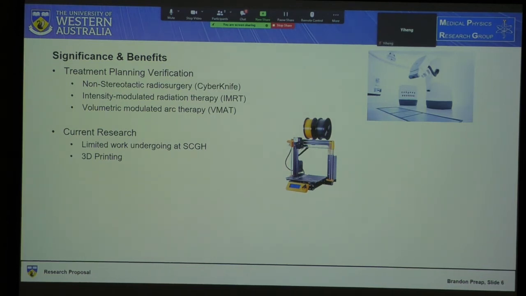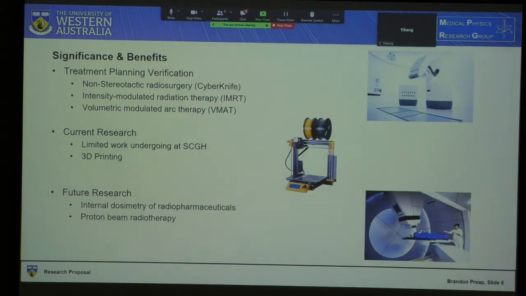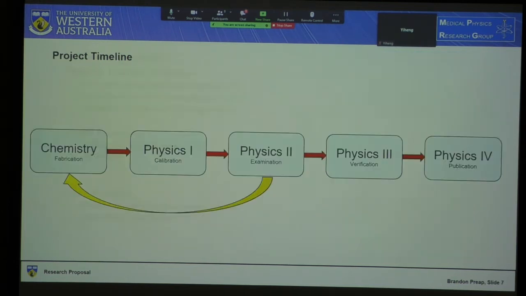In the case of Rachel's project, she's 3D printing, say, a pelvis, so you can fill it with gel and simulate the air cavity. And because it's tissue equivalent, you can see after irradiation the dose to the normal tissue that's happening around it. Because it's in 3D, it's great. For future research, it could be used for internal dosimetry, for radiopharmaceuticals, or for proton therapy to measure the Bragg peak.